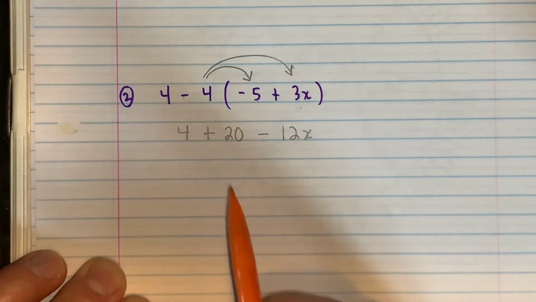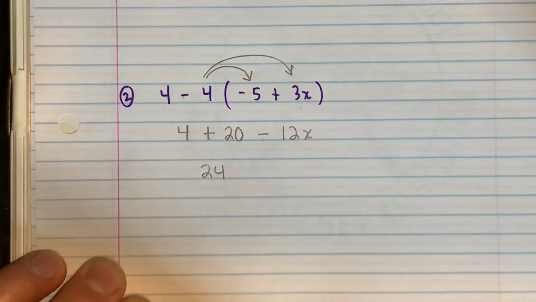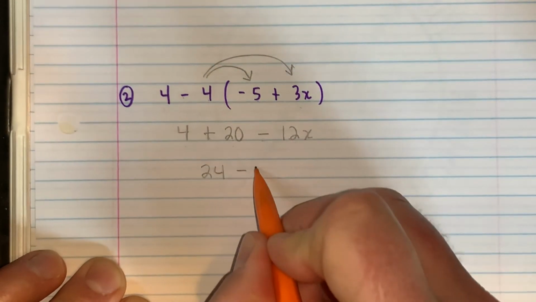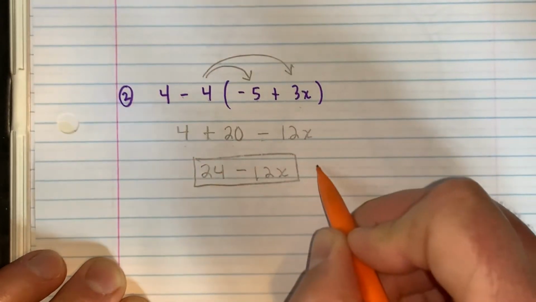Okay, and then combine like terms. 4 plus 20 would be 24 minus 12x. And there we go. We are simplified.